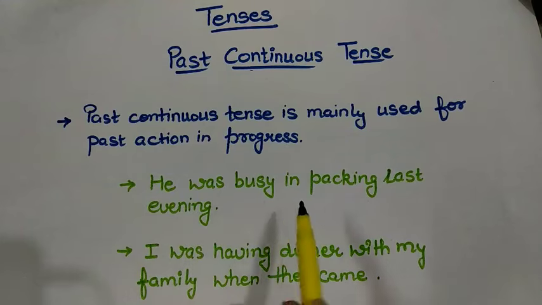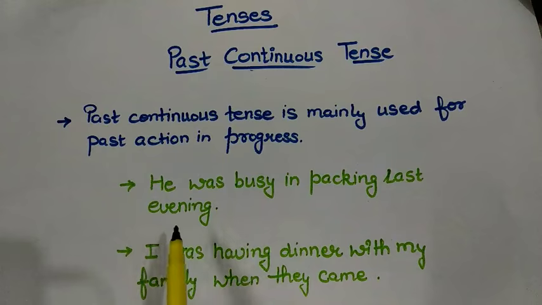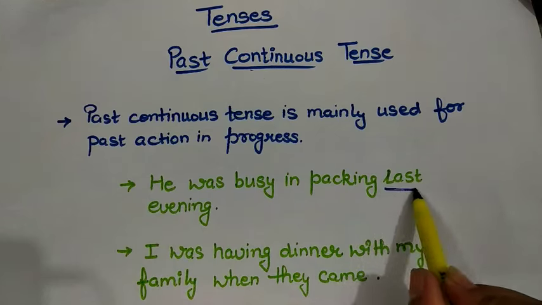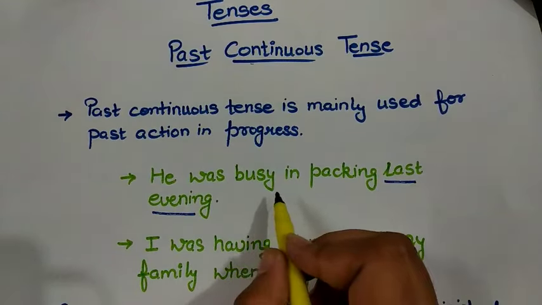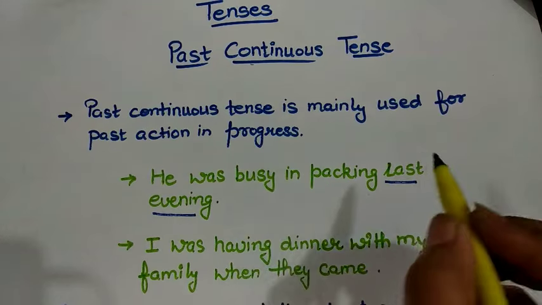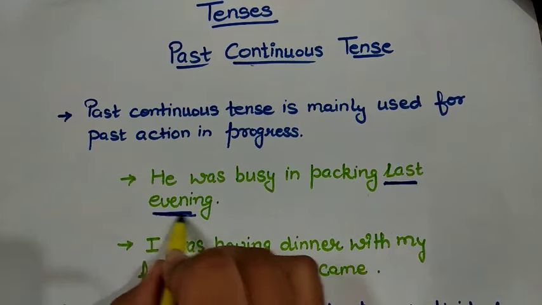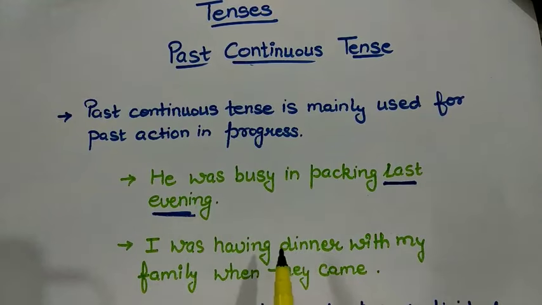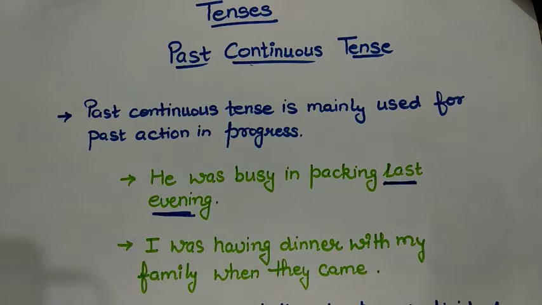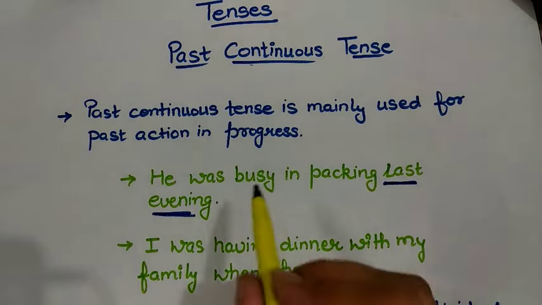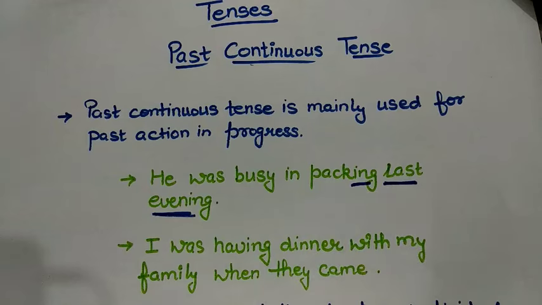He was busy packing last evening. Now see, in this example, I am talking about last evening, and the action was taking place in this last evening. So what I want to convey is that the work was happening in the past, but because it was in process at that time, we have used the ing form here.